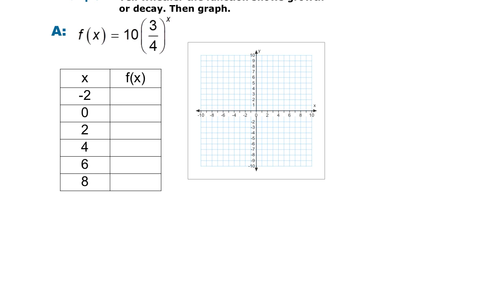All right, here's another example we're starting with. 10 times 3/4 to the x. So two numbers to figure out here. We've got the 10 and we've got the 3/4 to the x. So in this problem only, the a is 10. That's also your y-intercept, 0, 10.